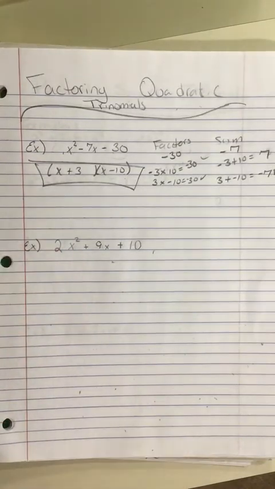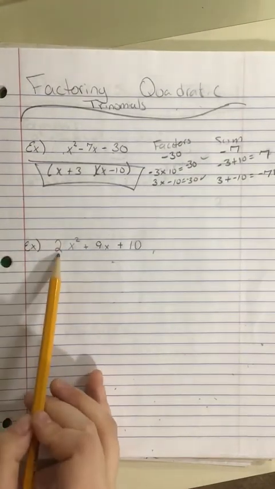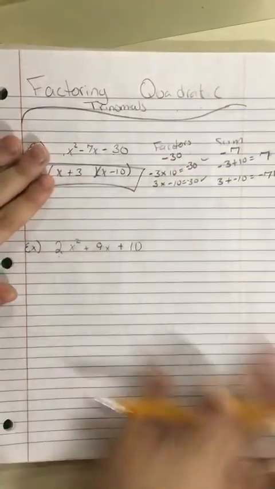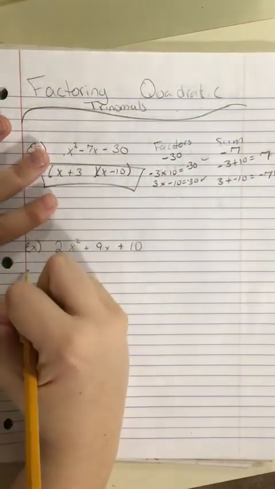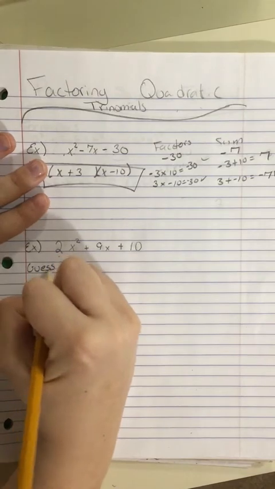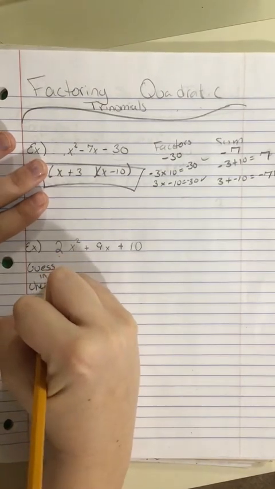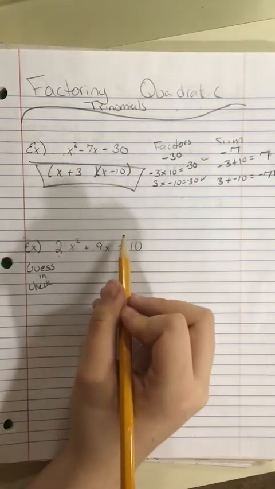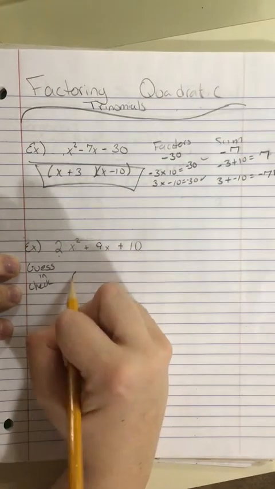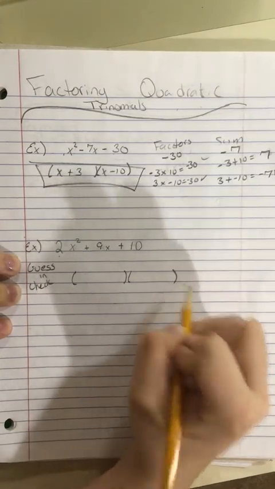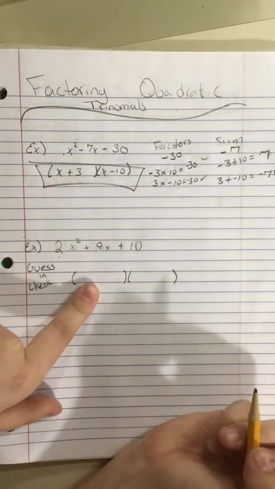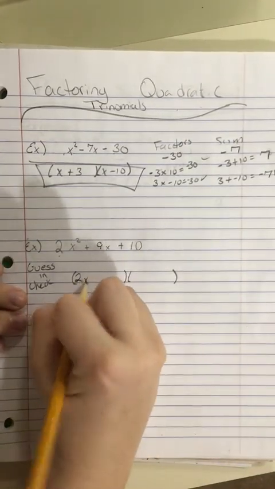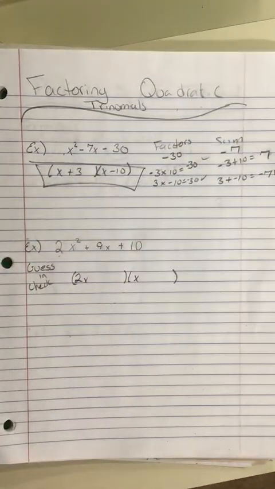Now this one, my leading coefficient is no longer 1. So there are two ways to do this. One is by guess and check. So I'm going to show you guess and check first. I know when I factor a quadratic trinomial, I get the product of two binomials. And the factors of 2x squared are 2x and x.